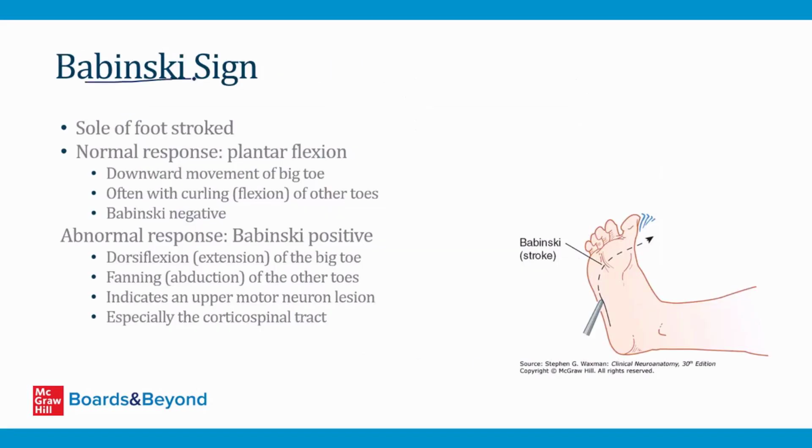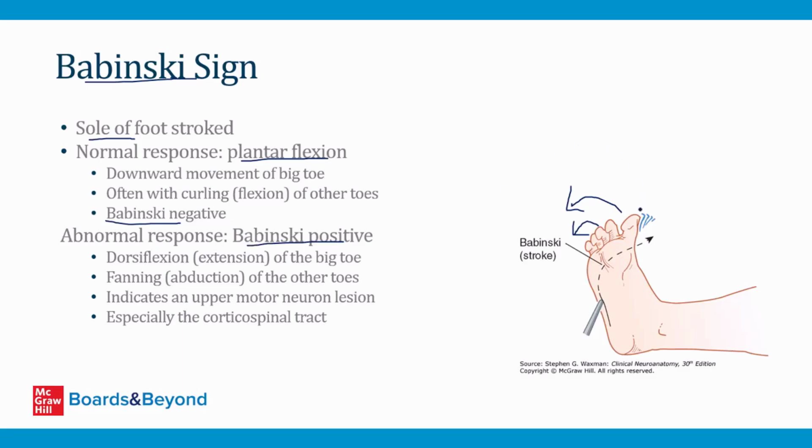So Babinski's sign is a clinical sign that you can elicit by stroking the sole of the foot. That's what's shown in this image on the screen here. The examiner strokes the sole of the foot either with their thumb or sometimes with a reflex hammer. And the normal response is the opposite of what's shown in this picture here. The normal response is called plantar flexion. It means that the big toe moves in this direction like this, often with curling and flexion of the other toes as well. When you see this response to stroking the sole of the foot, you say that the patient is Babinski negative.